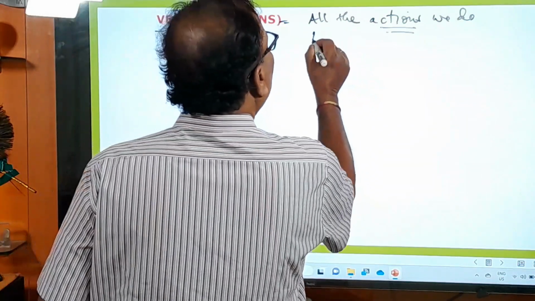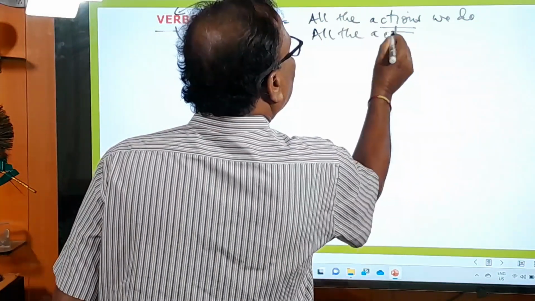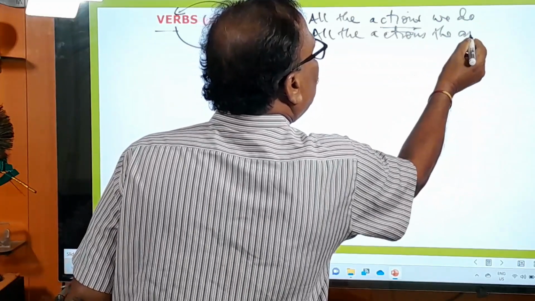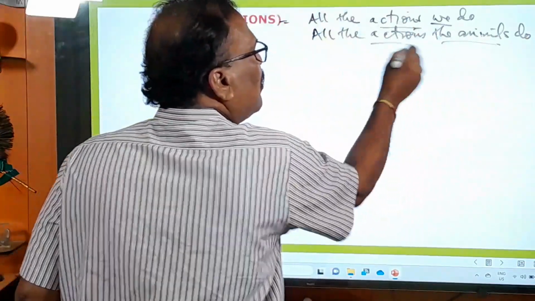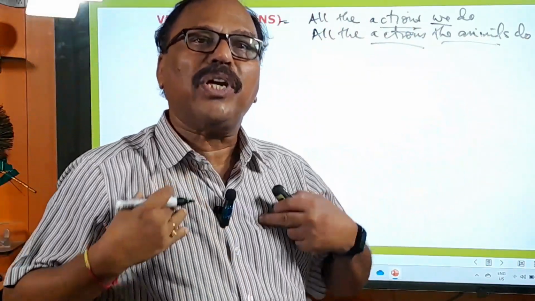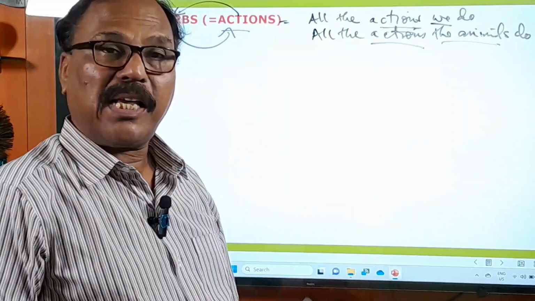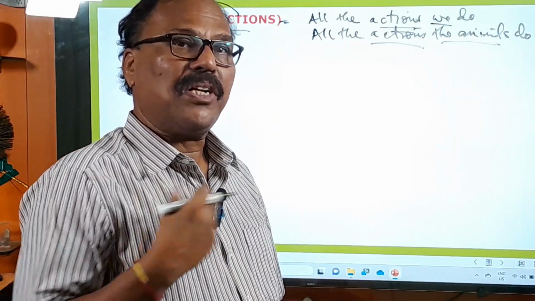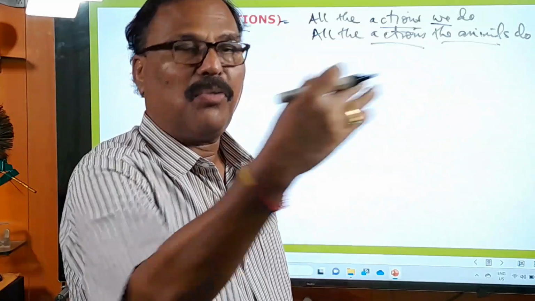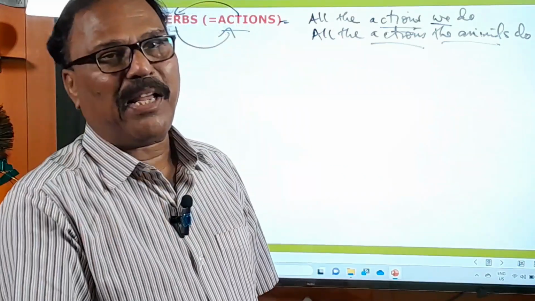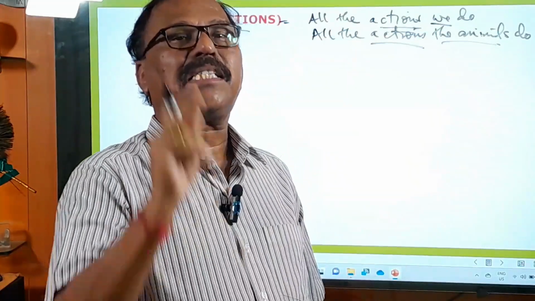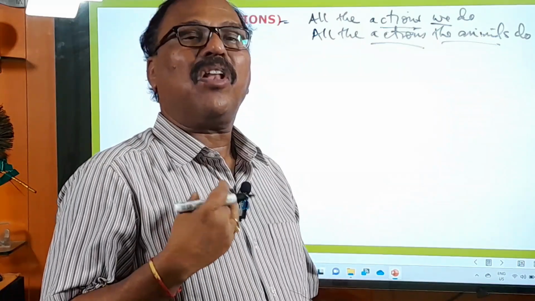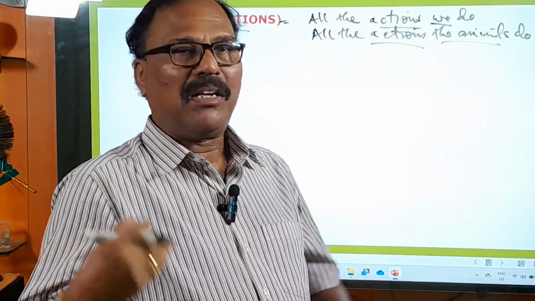And what else? All the actions the animals do. Okay, animals do all the actions the animals do. That means all the actions we do, the animals will also do the same actions. We eat, they eat. We drink, they drink. We walk, they walk. We play, they play. We jump, they jump. What all the actions the human beings do, the animals will also do, except one action, that is laughing. Laughter is only a blessing for human beings, not for the animals.